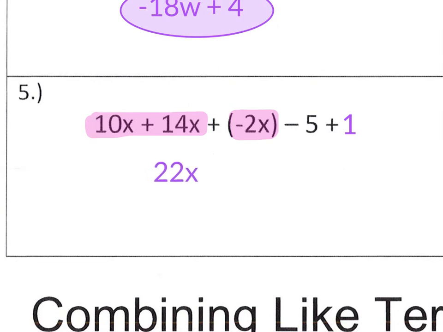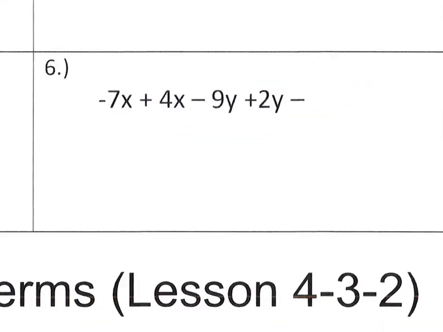Now, if I'm looking through, looking for my constants, I see a negative 5 and a positive 1. So in my calculator, negative 5 plus 1 gives me negative 4. So my answer is 22x minus 4. And you want to remember to give that a circle, so I know that this is your answer, 22x minus 4.